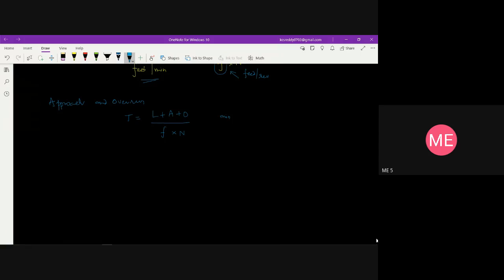Here we can use it even for boring, counterboring, reaming, and all the different operations you have. Based on those operations, we can find out the machining time required for the completion of one job. So based on that, we can take one problem of calculating the machining time for a particular job. Here I'm going to take a simple job.